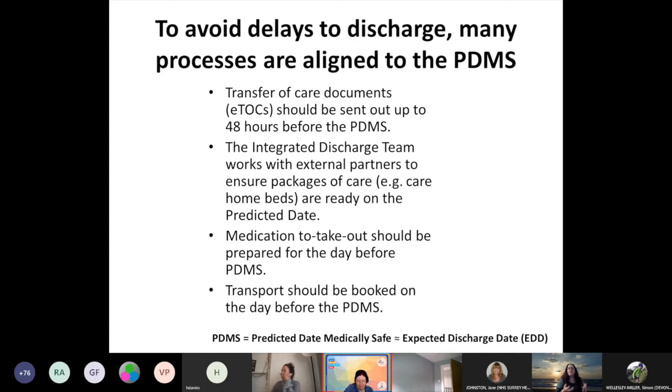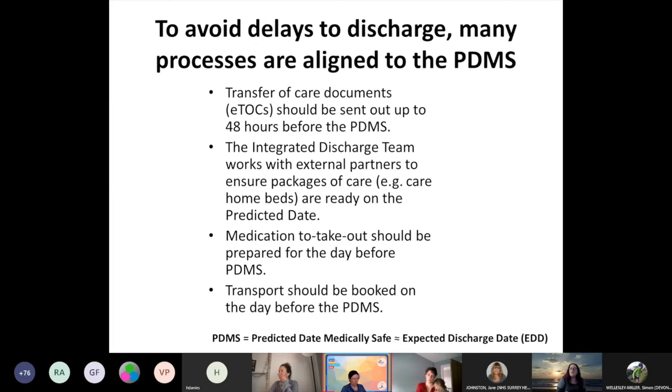So here are some processes that are aligned to this date to avoid delays to discharge. Some of them I've already mentioned. For example, we need the transfer of care documents, or ETOCs, to be sent out 48 hours before that predicted date. The integrated discharge team works with the external partners to ensure the packages of care. Could be care home beds, but it could be crutches. It could be a wheelchair that somebody might need leaving hospital, but they need to be ready for the patient on the predicted date.